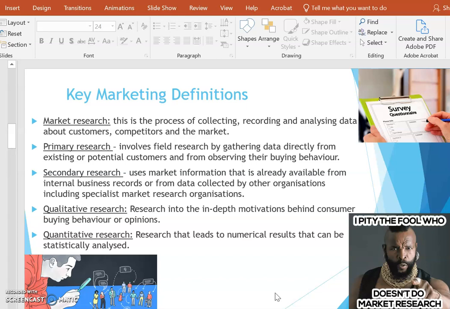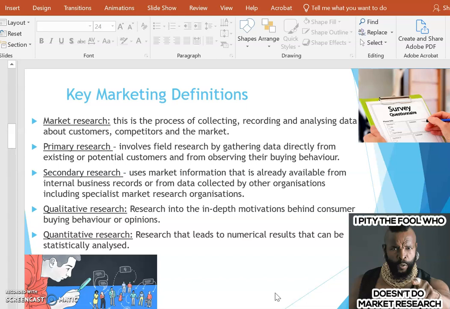So today we're going to look at five key marketing definitions, and then we're going to be following that by an activity. So you might have heard me refer to market research as we've gone through this topic. Now, market research is the process which businesses carry out to collect, record, and analyze data about customers, competitors, and the market that they operate in.